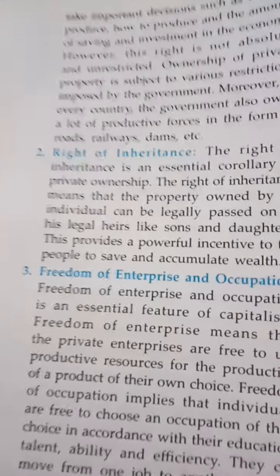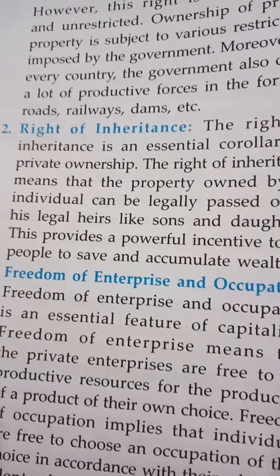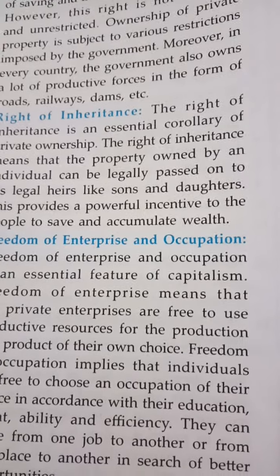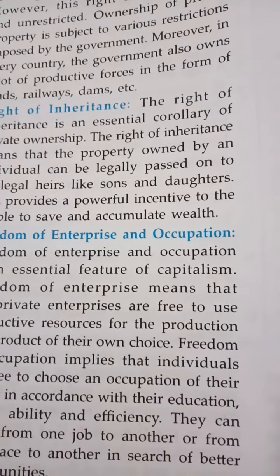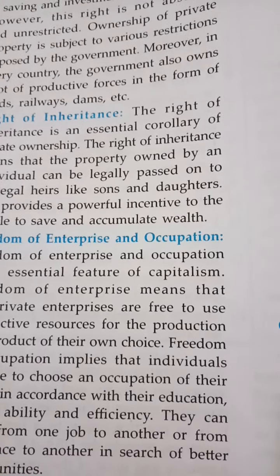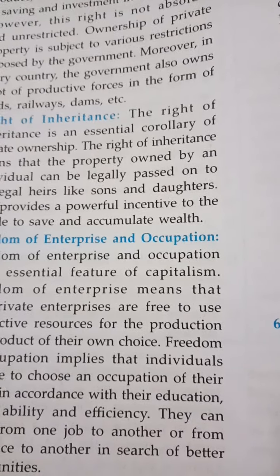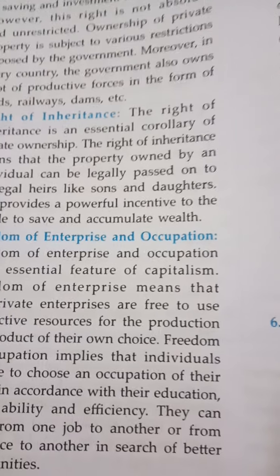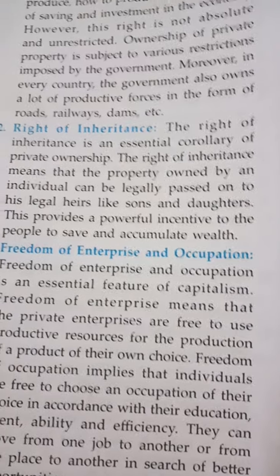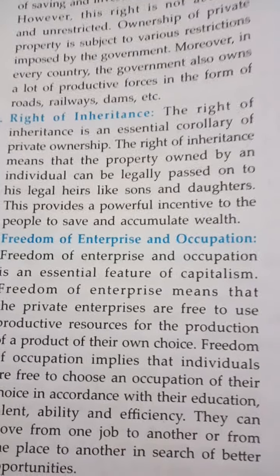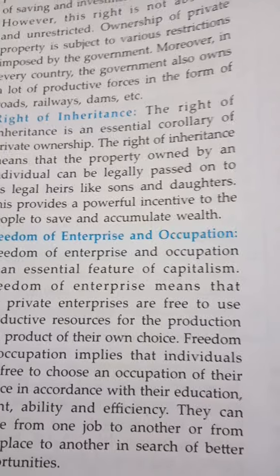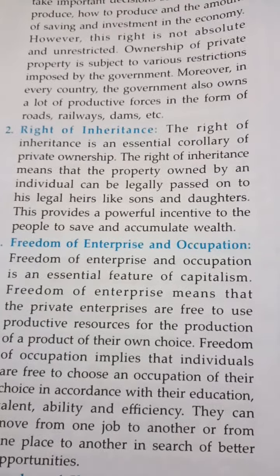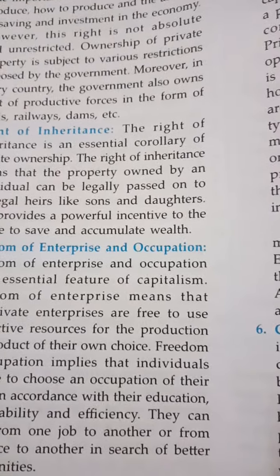Second feature, right of inheritance. I hope the meaning of inheritance is quite well known. Inherit, that means the properties and the assets and the wealth of the ancestors and the forefathers and the parents are passed on to the legal heirs, the sons and daughters, automatically. This happens in a capitalistic economy. There is the right of inheritance. The private individuals, they enjoy this right of inheritance. They inherit the property of their parents, of their ancestors. There is no restriction upon that.